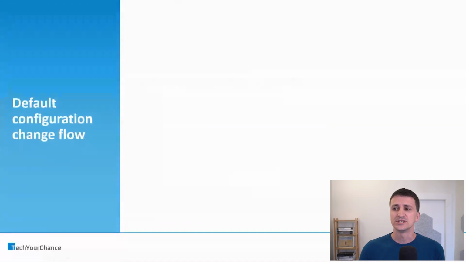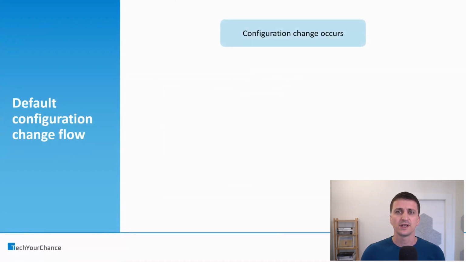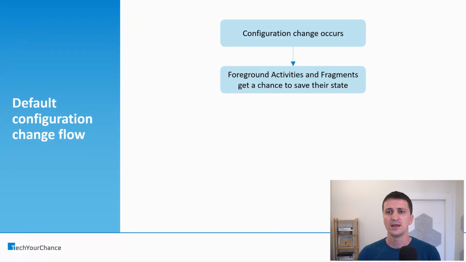What we saw just now is not just any handling of configuration changes, but really a default configuration change flow. So the default goes like that. First of all, config change occurs, and as we said already, this is usually some externally initiated event by the user. Let's say a rotation, locale change, maybe a transition to a dark theme, which is also a config change. And then whenever this happens, Android gives your foreground activities and fragments a chance to save their state.